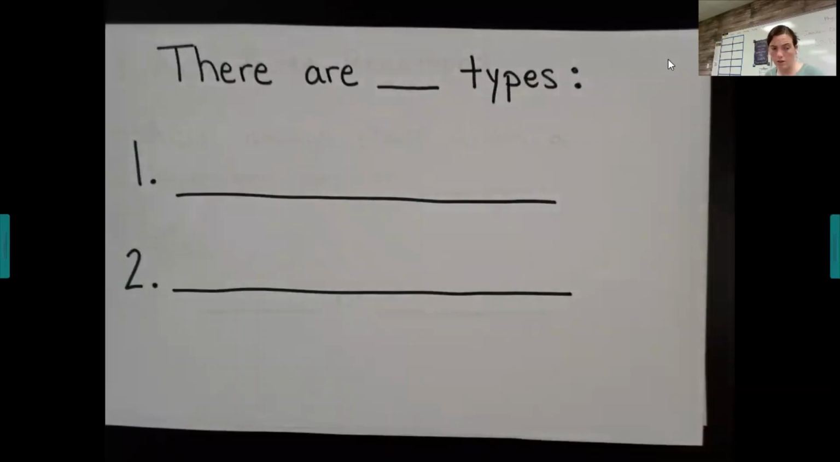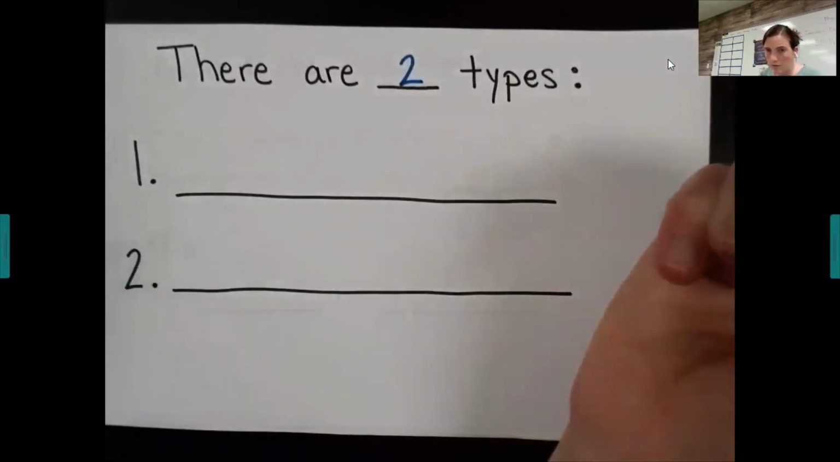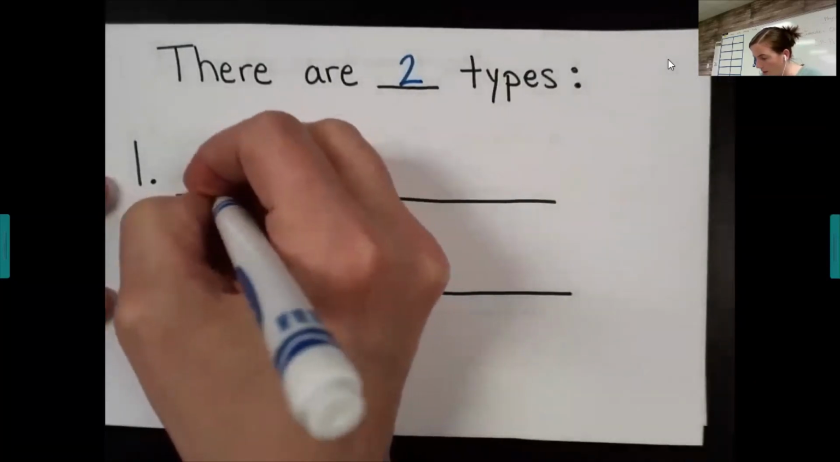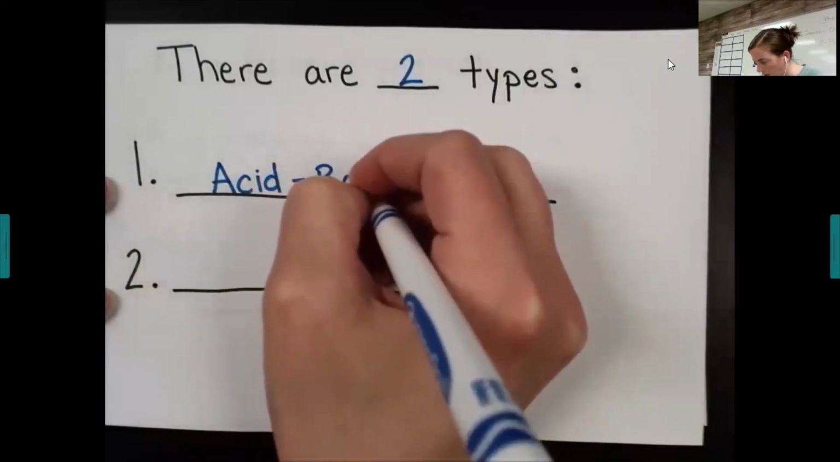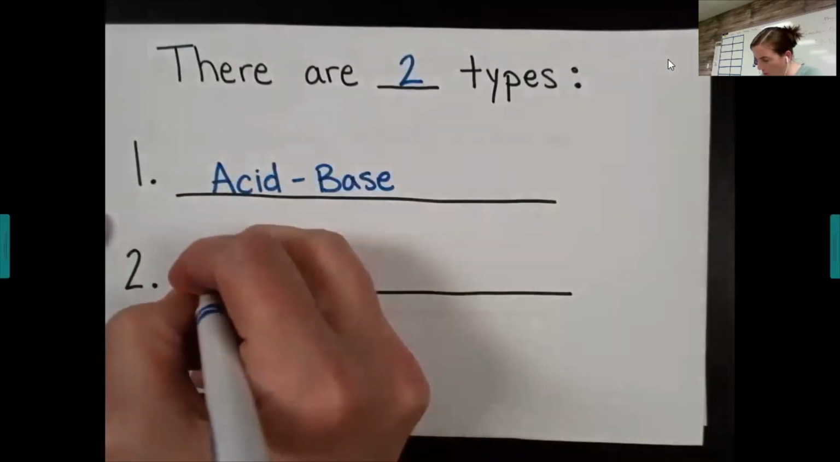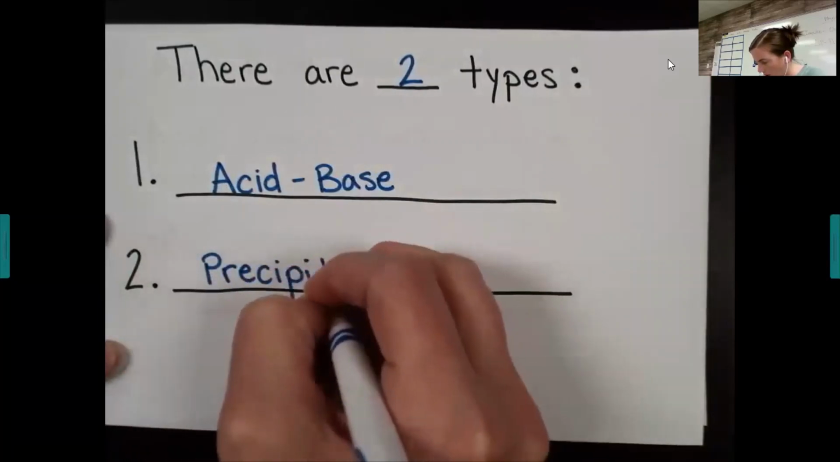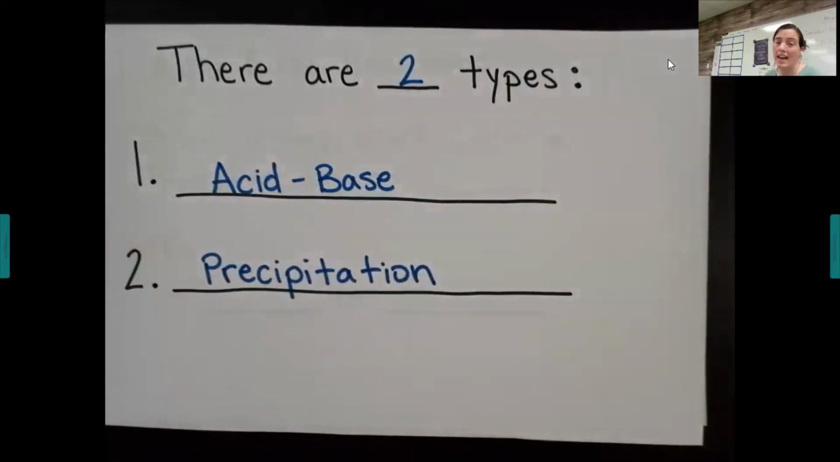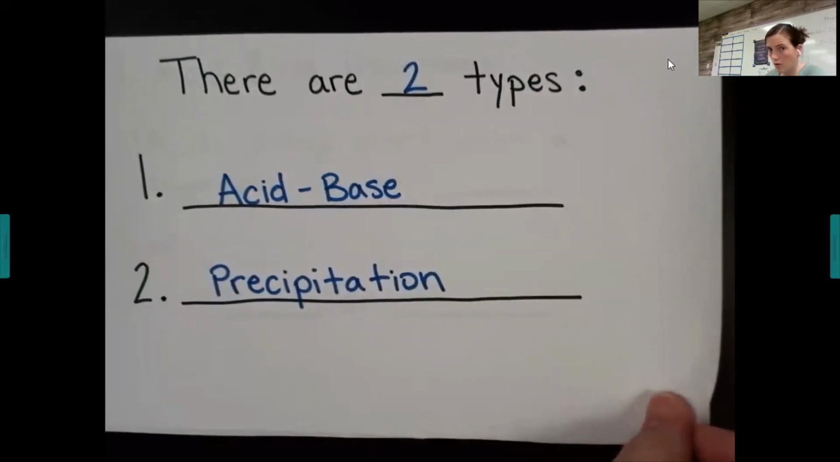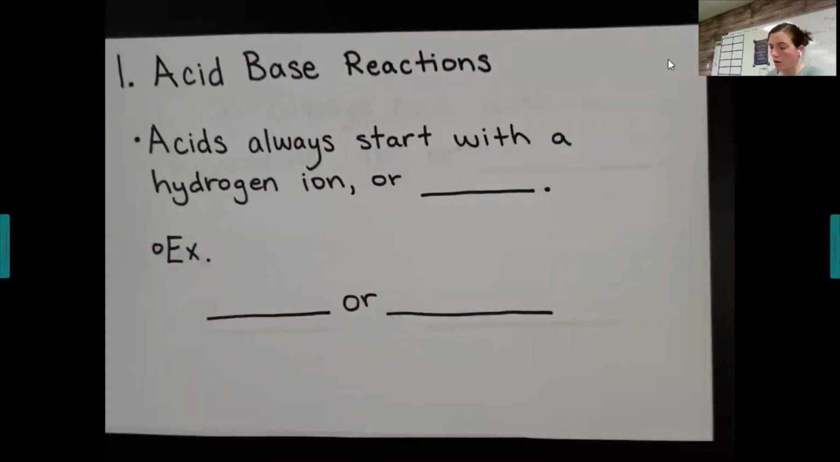There are two types. We have acid base, and we have precipitation. So again, acid base and precipitation. I'm trying to make sure you've got time to write it down.